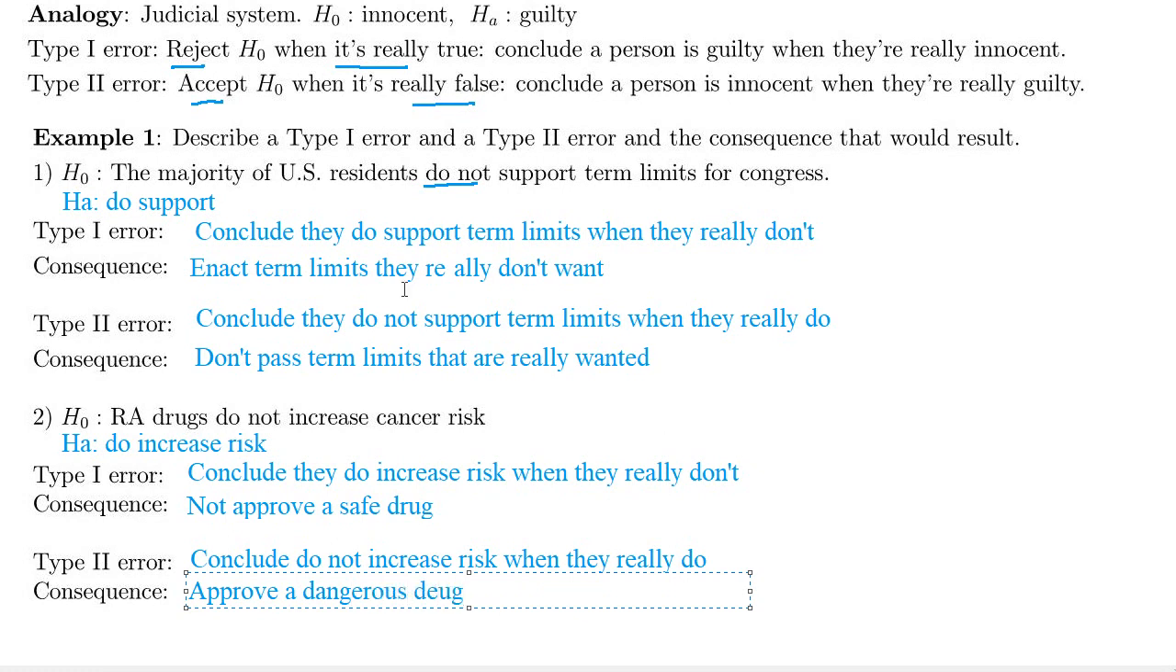So again, we don't want to make that error. We don't want to make either one of those two types of errors. So we can't completely eliminate either type of error, but we can find a balance, depending on which one we think is more severe.